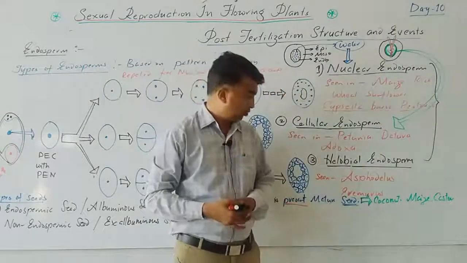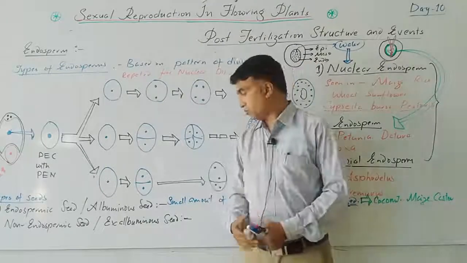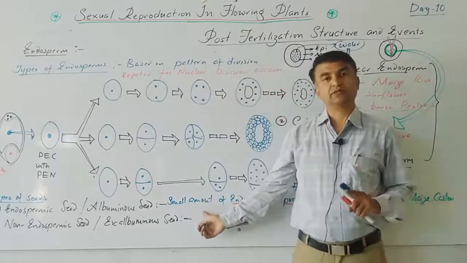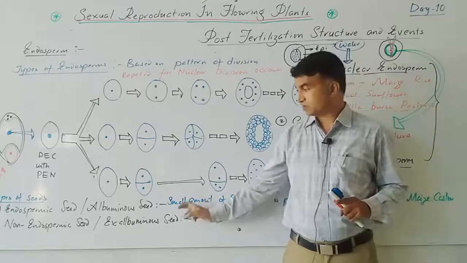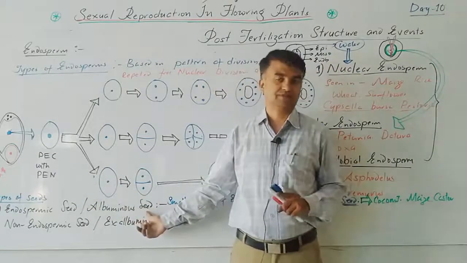Observe. So in coconut, in maize, in castor, a small amount of the endosperm is still present in the mature seed. Such seeds are called endospermic seeds or albuminous seeds.